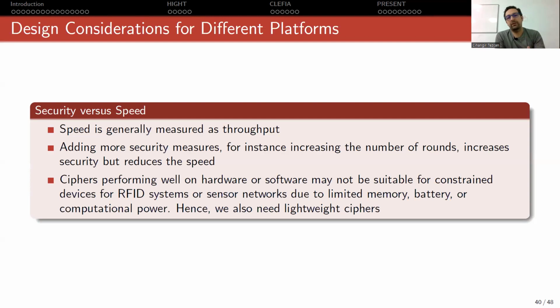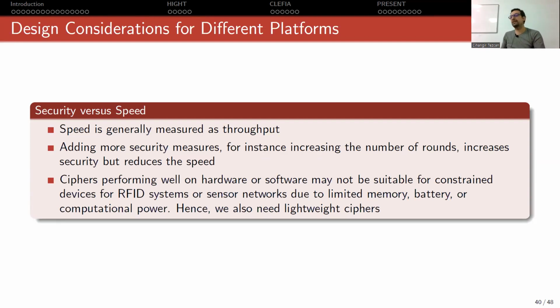But ciphers performing well on hardware or software may not be suitable for constrained devices like RFID systems or sensor networks due to limited memory, battery, or computational power. Hence, we also need lightweight ciphers. This is the whole reason.